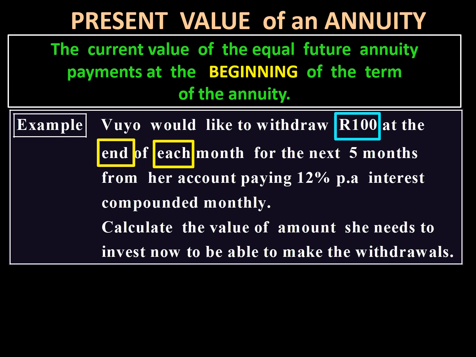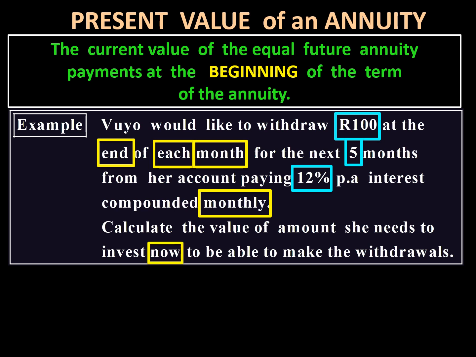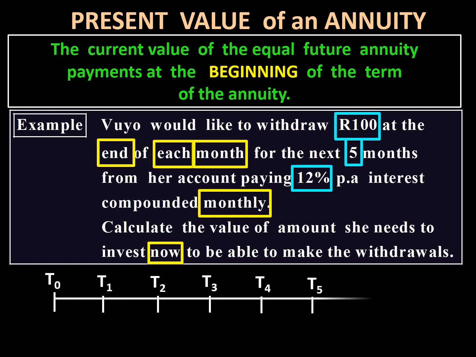So that's an ordinary annuity, and it's every month, and it's going to be for 5 months, and it's 12%, and it's monthly. And we want to find what's the value of the investment now that she must make. So the now means present. Let's look at the timeline just to fully understand that.